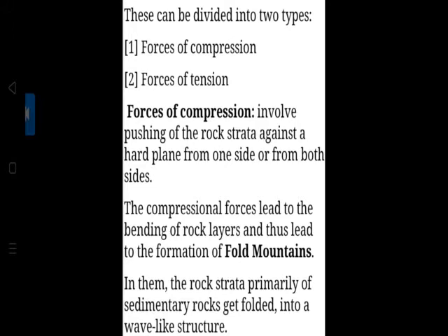formation of fold mountains. Now, as I read out from page 2, what two kinds of mountains are formed through horizontal movements? Fold mountains and block mountains. So how are they formed? Fold mountains, how are they formed? The compressional forces lead to the bending of rock layers, and when there's bending of rocks, fold mountains are formed. In them, the rock strata, primarily of the sedimentary rocks, gets folded into wave-like structures.